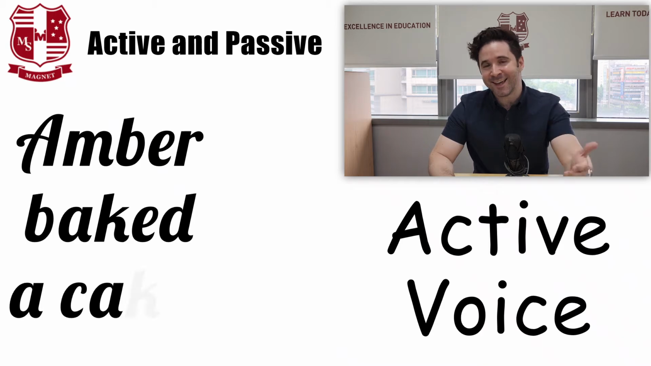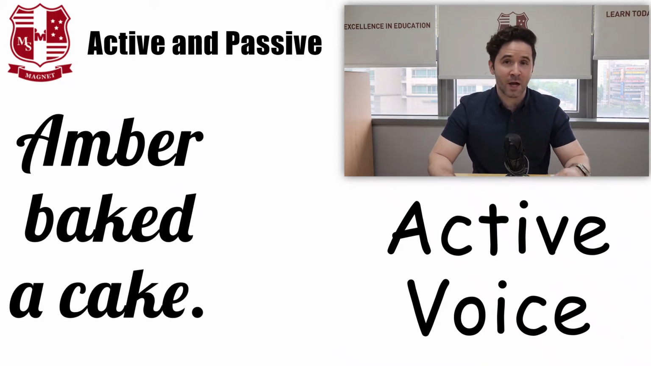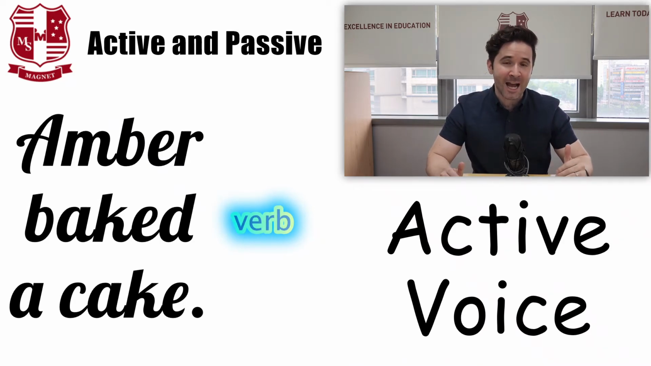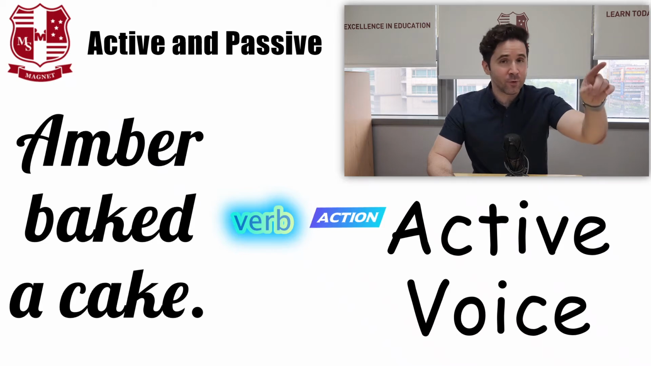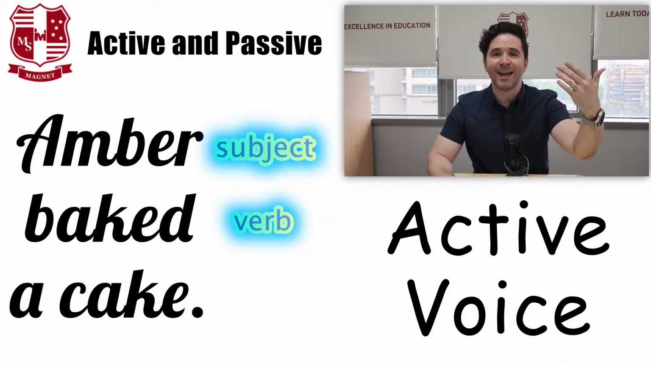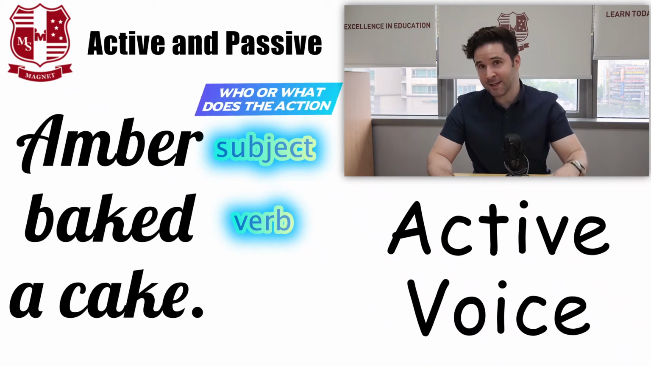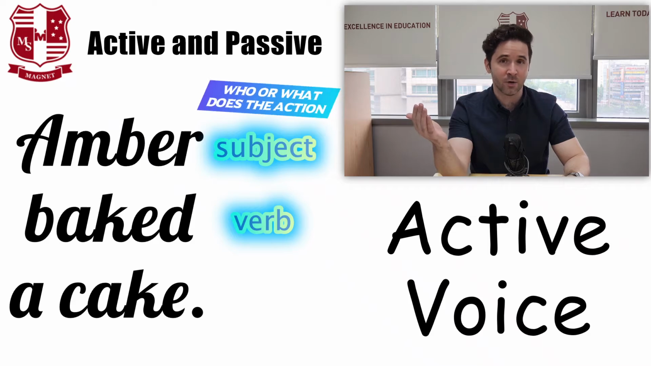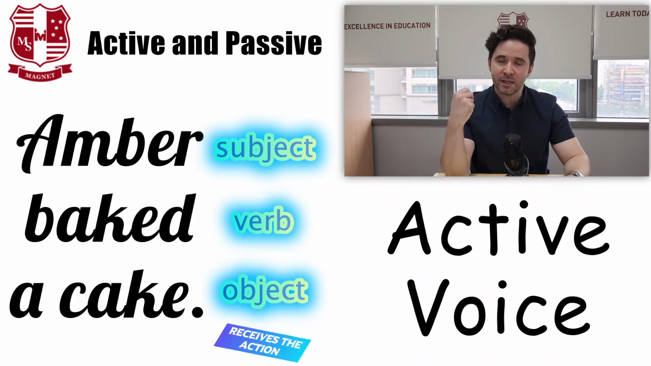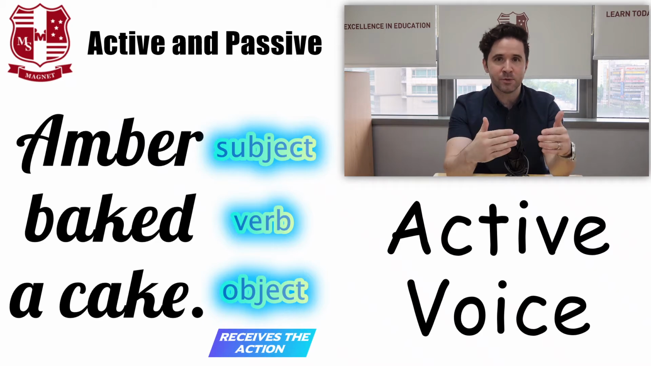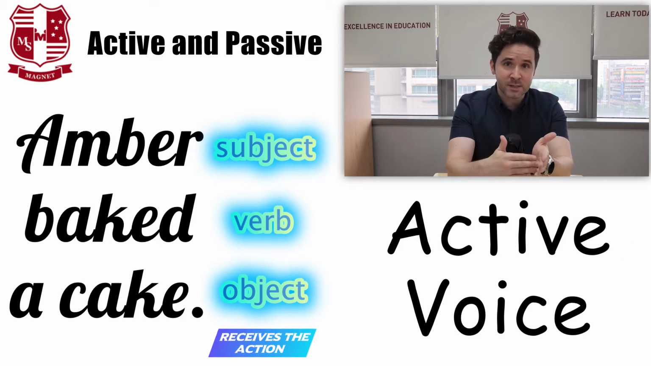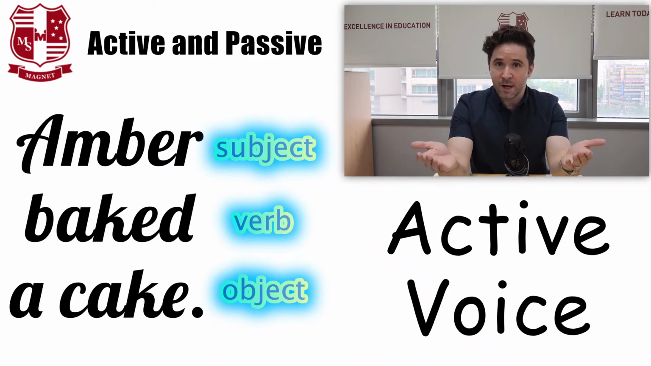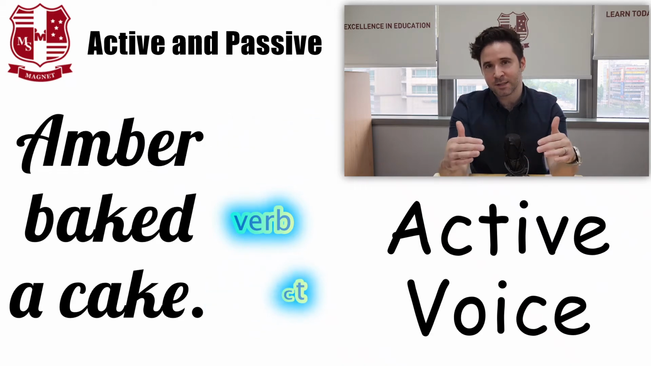Amber baked a cake. Okay, now here you have two nouns and a verb. So you have the verb, which is baked. That is the action of what is happening. And then the noun before the verb is the subject, that is Amber. Amber is doing the baking in the sentence. And then you have the cake, that is after the verb, that is another noun, and that is the noun that receives the verb. So here we have subject, verb, object. Amber is the subject, baked is the verb, and the cake is the object, right? This is a very simple and basic sentence structure.